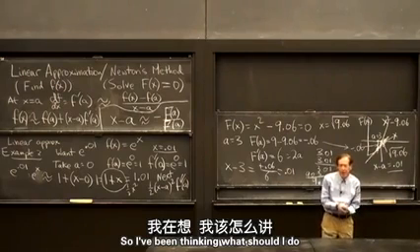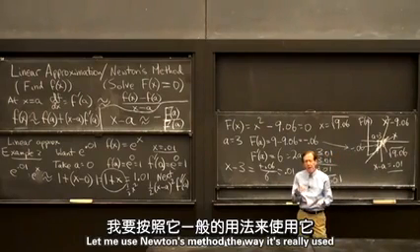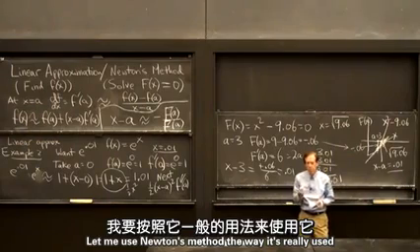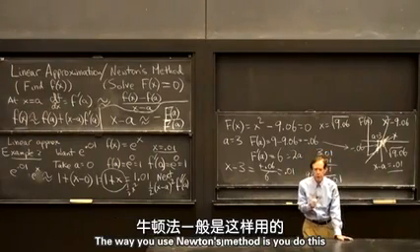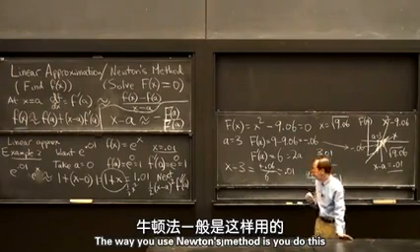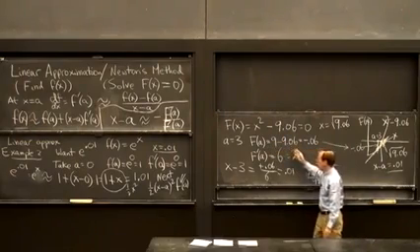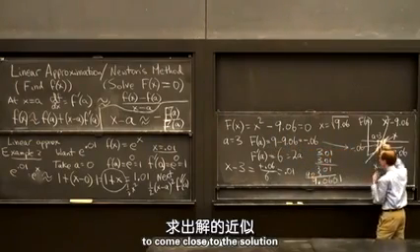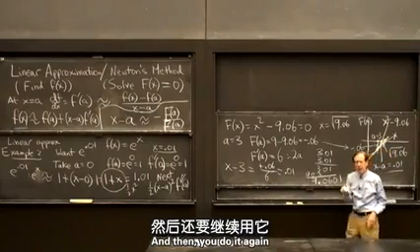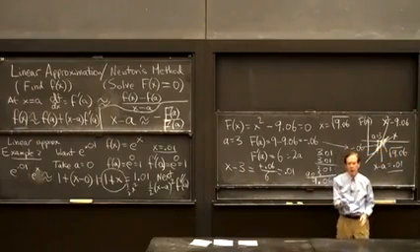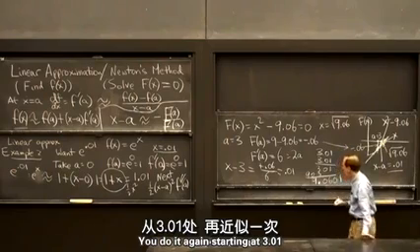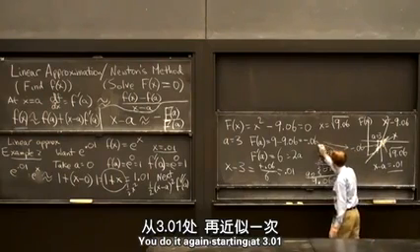So I've been thinking, what should I do? Let me use Newton's method the way it's really used. The way you use Newton's method is you do this to come close to the solution, and then you do it again. You do it again starting at 3.01.